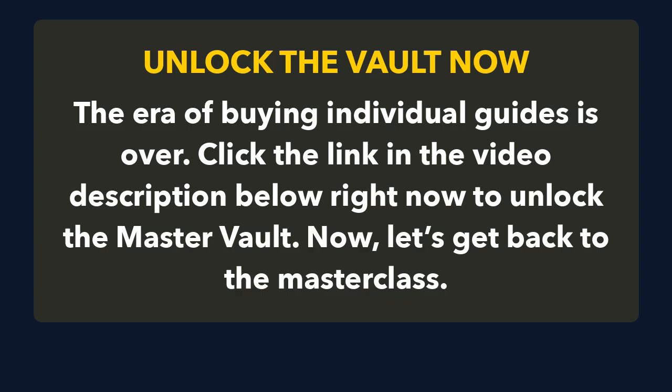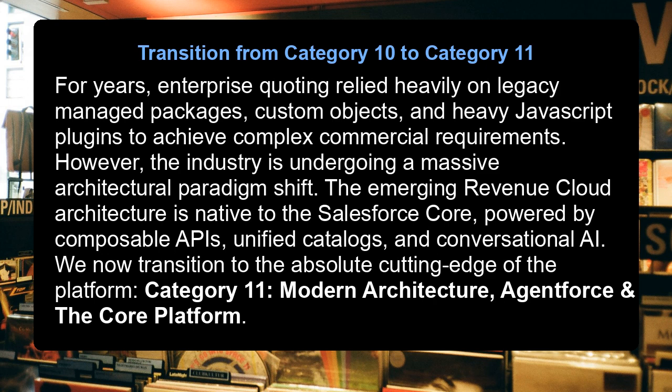Now, let's get back to the Masterclass. Transition from Category 10 to Category 11. For years, enterprise quoting relied heavily on legacy managed packages, custom objects, and heavy JavaScript plugins to achieve complex commercial requirements. However, the industry is undergoing a massive architectural paradigm shift. The emerging Revenue Cloud architecture is native to the Salesforce core, powered by composable APIs, unified catalogs, and conversational AI. We now transition to the absolute cutting edge of the platform.